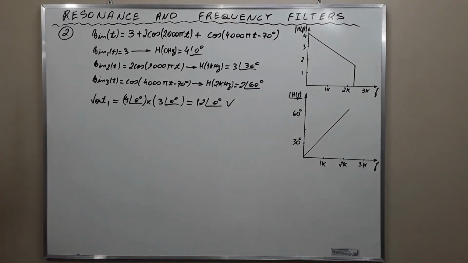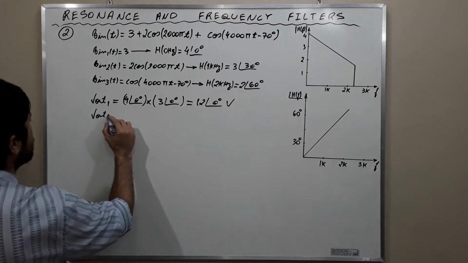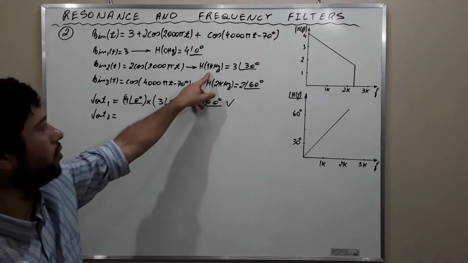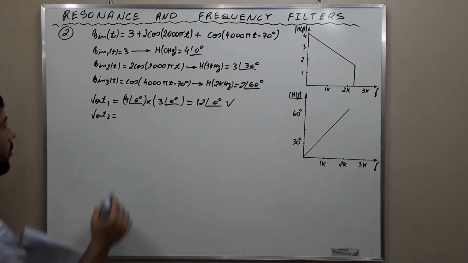Likewise, for the second component, the value of the transfer function for the frequency of 1 kilohertz is 3 phase 30 degrees.